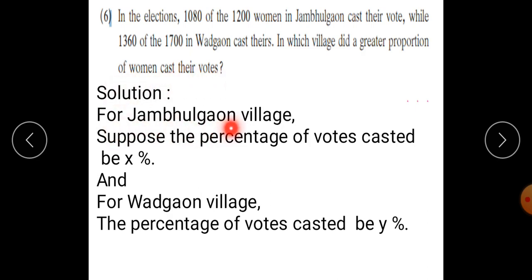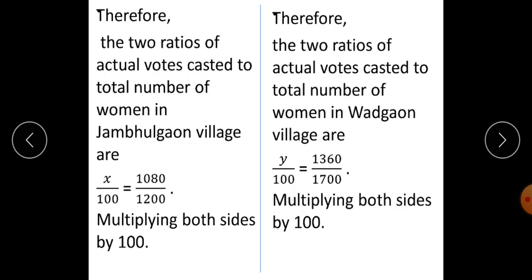Solution. For Zambulgaon village, suppose the percentage of votes cast be x%, and for Vadgaon village, the percentage of votes cast be y%. Students, we have to do this sum in two parts. Therefore, the ratio of actual votes cast to total number of women in Zambulgaon village is x upon 100 is equal to 1080 upon 1200.